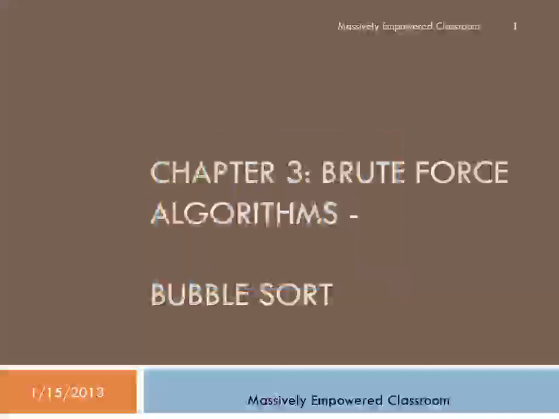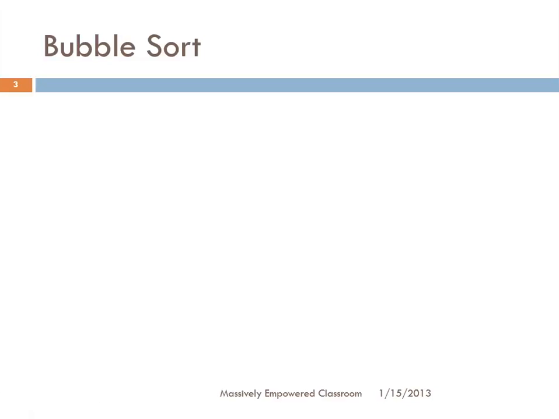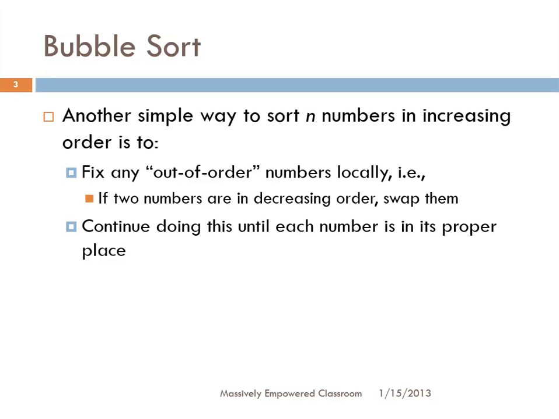Hello. In this lesson, we look at another brute force algorithm for sorting called bubble sort. We have already seen selection sort as one of the simplest algorithms for sorting. Bubble sort is also a simple algorithm. The idea in bubble sort is slightly different from the one in selection sort. In selection sort, we always pick the smallest or the minimum element and we put it in its proper place. Once and for all, that smallest element would move to its final position in the array.